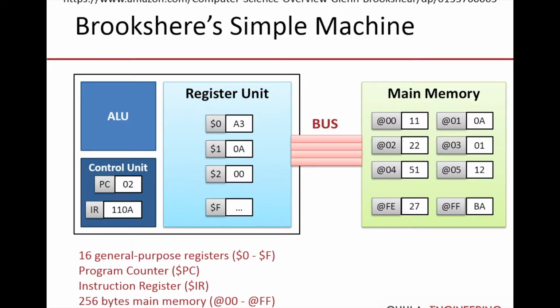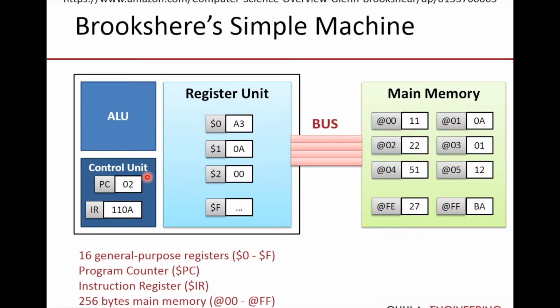The CPU is very simple. It contains only 16 general-purpose registers indicated by $0 to $F, and each register is only 8 bits.